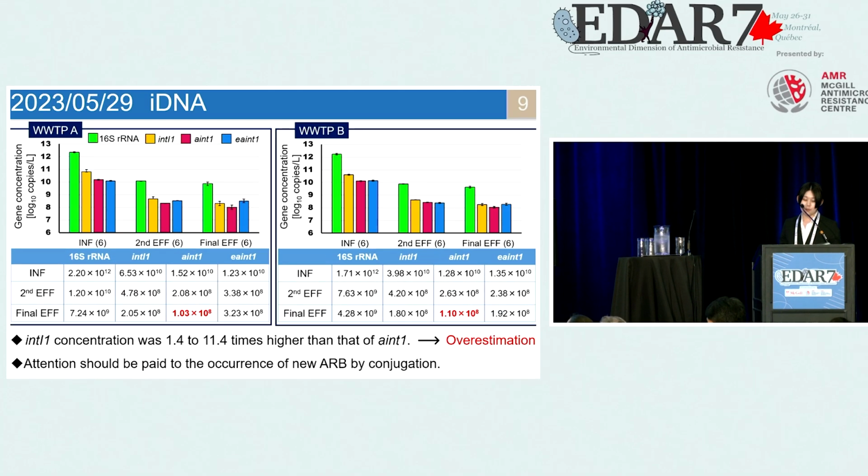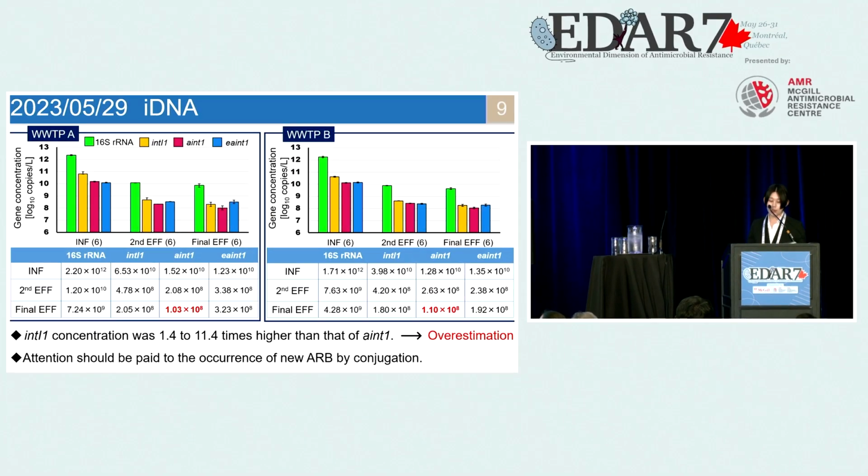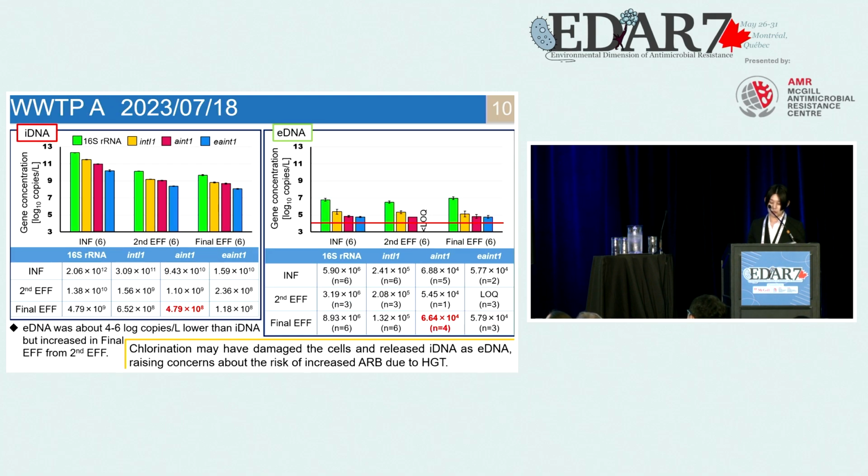This slide shows the same result on a different sampling day. Together with the previous slide, the concentration of INTI1 was 1.4 to 11.4 times higher than the concentration of AINT1, suggesting a potential overestimation of the presence of ARGs using INTI1 as an indicator. Attention should be paid to the occurrence of new ARB by conjugation because of the high concentration of ARB containing integrons discharged to the environment. Since similar trends were observed at plants A and B, further experiments were conducted focusing only on plant A.